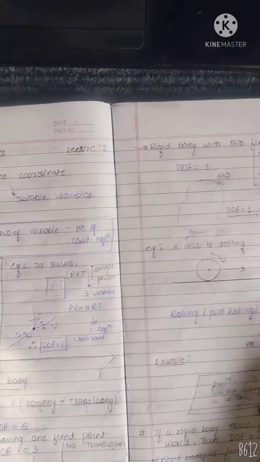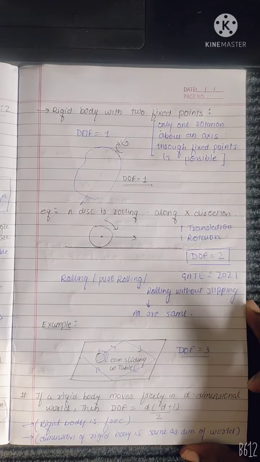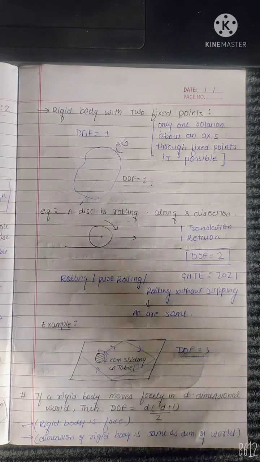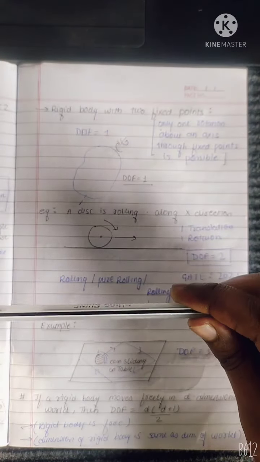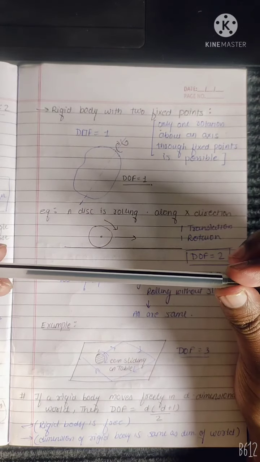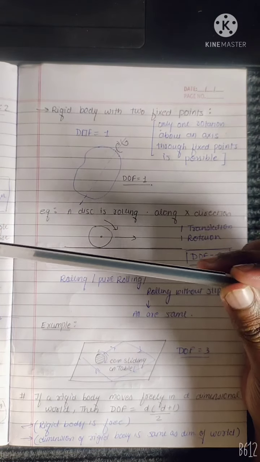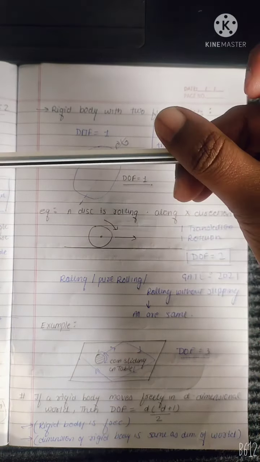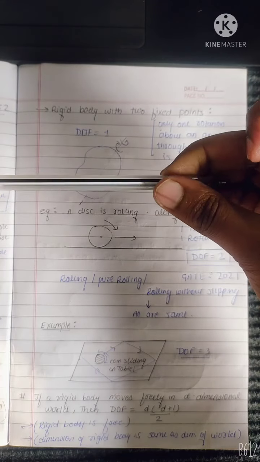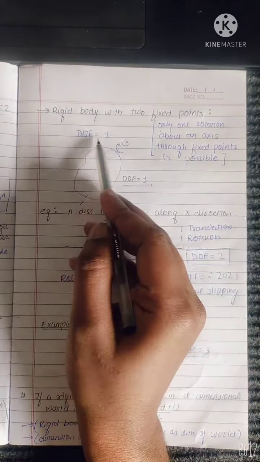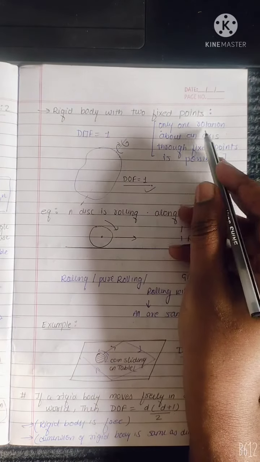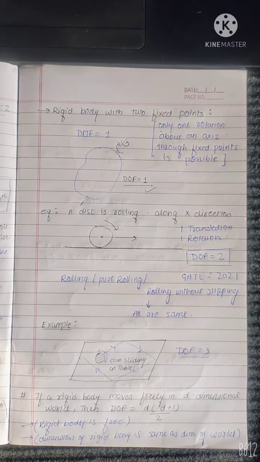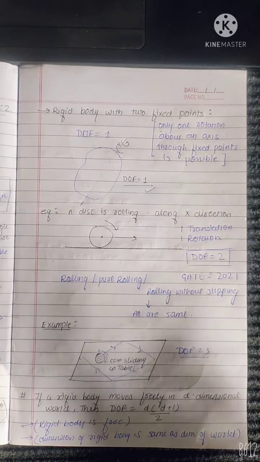The next thing is a rigid body with 2 fixed points. For example, it is a rigid body and it is fixed. So the only thing we can do with this body is to rotate it this way or rotate it this way. I hope you all can see it. Yeah, so its degree of freedom will be 1. Only one rotation about an axis through the fixed points. It can be clockwise, it can be anti-clockwise, doesn't matter. The degree of freedom will be 1 only.